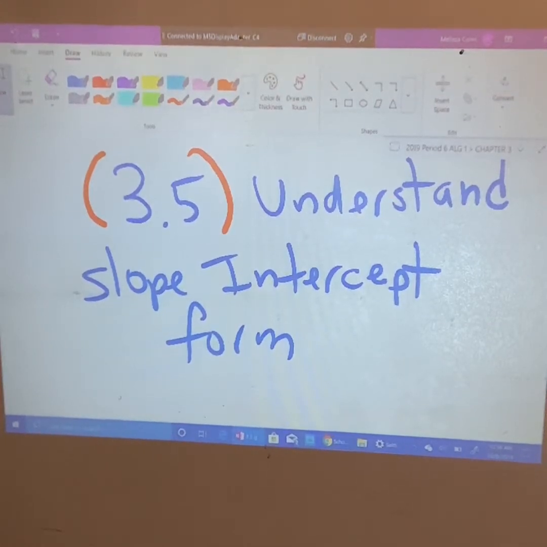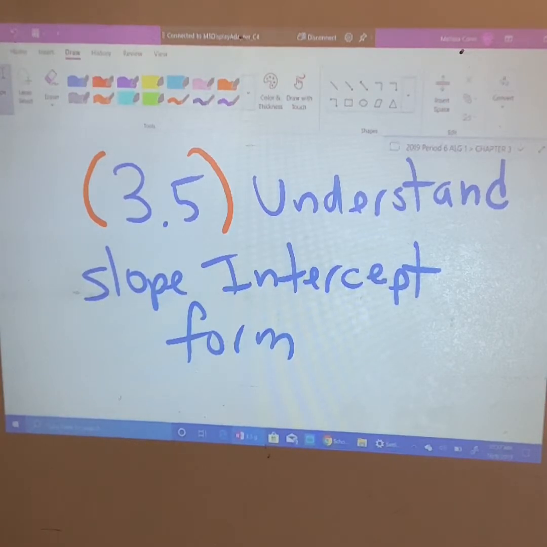Hi everyone. Today's lesson is 3.5, Understanding Slope-Intercept Form. I'm going to try and present to you just a brief lesson so that you can watch it over and over if there's something you don't understand. And anyway, let's give it a go.